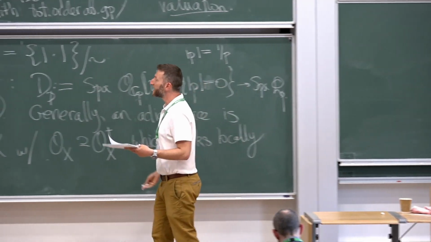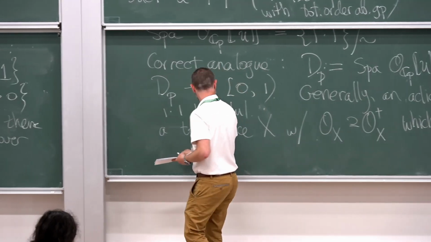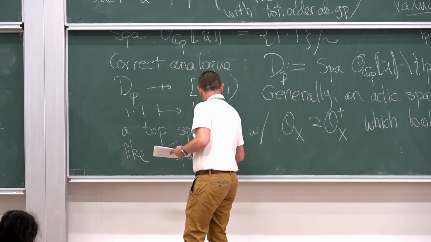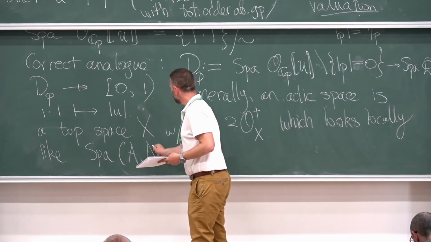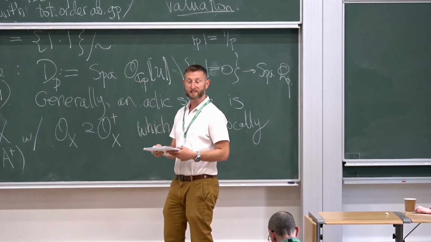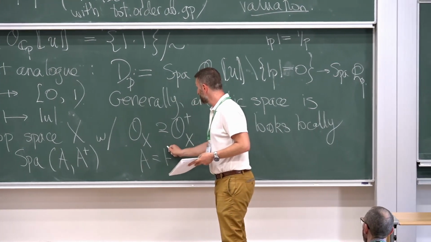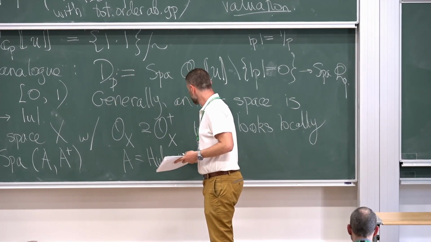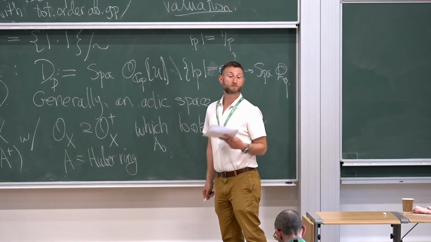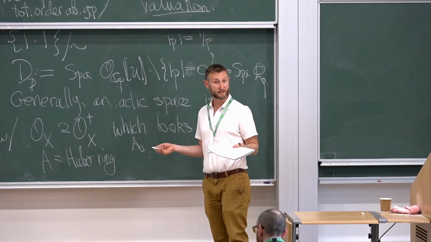Which looks locally like a certain model space, and that model space is like this Spa. Really, Spa is supposed to take two variables, a ring and a subring. A here is a certain kind of topological ring called a Huber ring. And that means that Huber rings are a full subcategory of the category of topological rings.